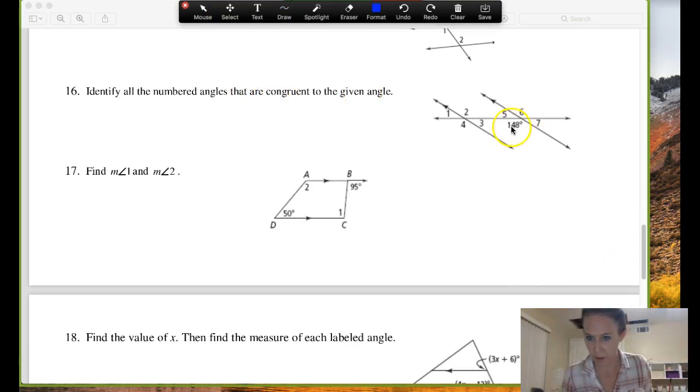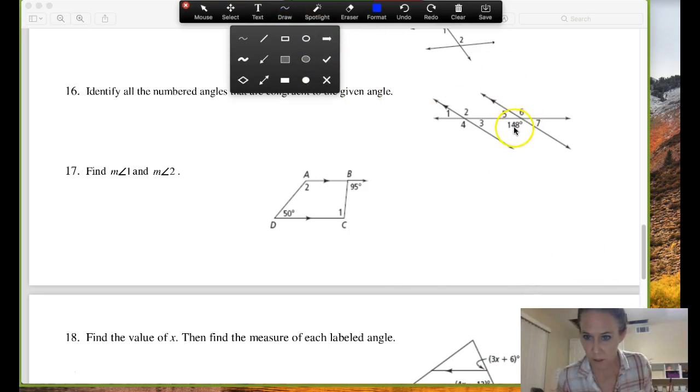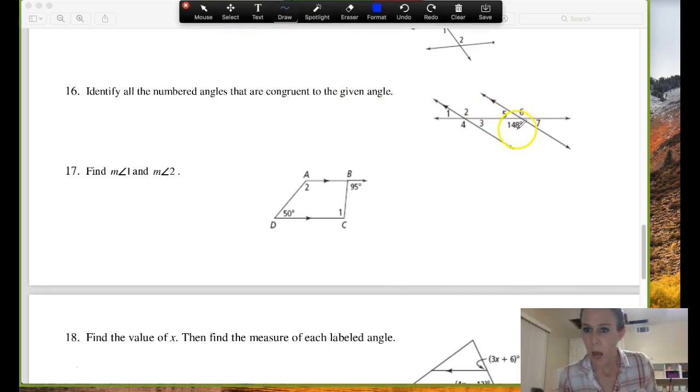Okay, 16. I've identified all the numbered angles that are congruent to the given angle. The given angle is the value that you've been given, right? This is our given angle. So first of all, vertical angles are congruent, so I'm going to mark 6. So I know angle 6 is congruent because of vertical angles. And then, corresponding: these two lines are marked parallel, and this would be our transversal. So these are corresponding angles. They're in the same place on the same side of our parallel lines. So we're going to go angle 4, corresponding.